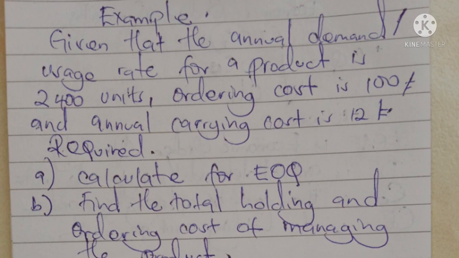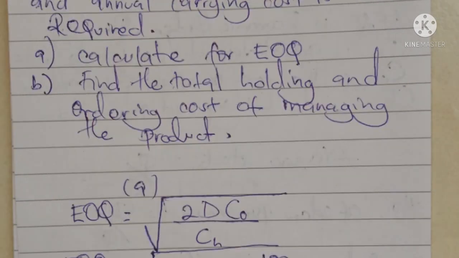We are going to calculate one by one. We shall start with EOQ, and from our previous video we said that the formula for calculating the economic order quantity is square root of 2 times D times C naught over CH, whereby D is the annual demand, C naught is the ordering cost and CH is the holding cost. Then we are going to substitute in.